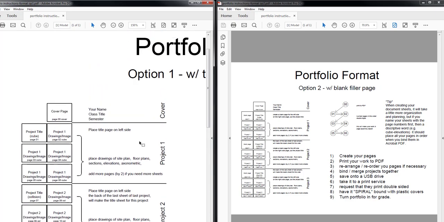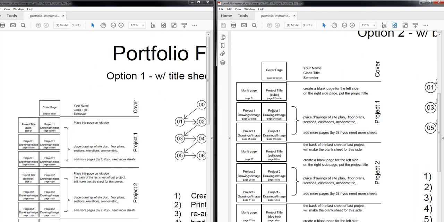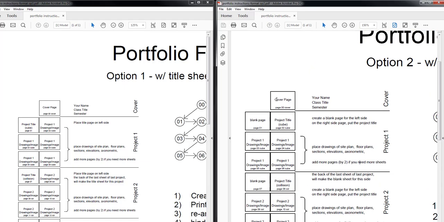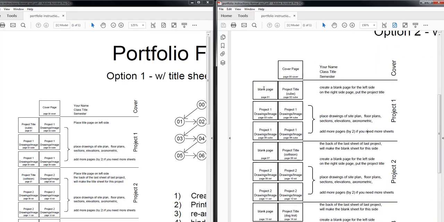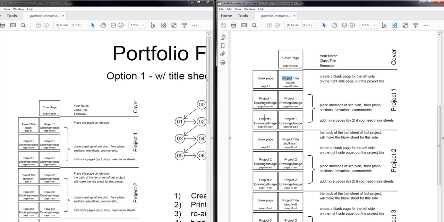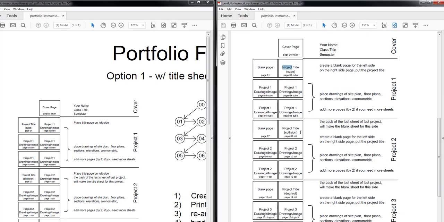The secondary option is here, and the way this would work is you have your cover page, and instead of starting your project title or your title page on the left side, you could leave it as a blank page and start your project on the second page here. And then from there, once you flip the page, you'll have all your project drawings. Then be consistent on the second project. You'd have a blank page first, and then your next project title, and go through your project.